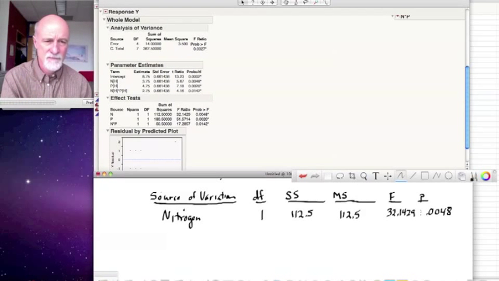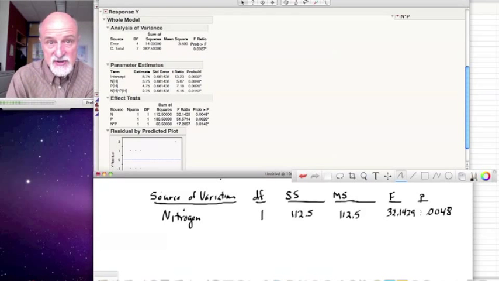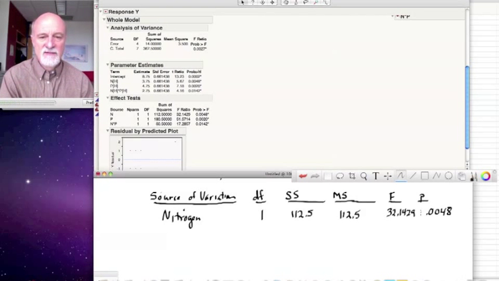So what do you think? Statistically significant effect of nitrogen? Hold on. It is less than 0.05, so you would think so, right? But we're going to talk about that for a sec. Phosphorus. Phosphorus effect, degrees of freedom 1.